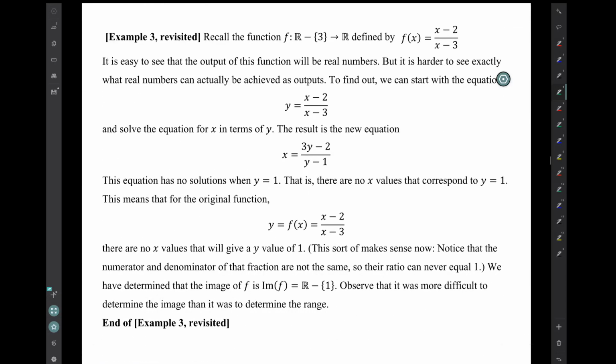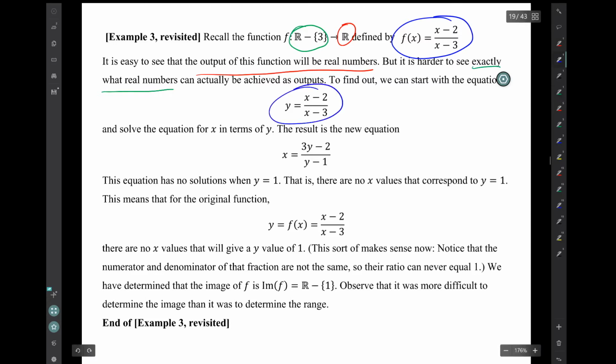So let's go back to example 3. In example 3, we had this function given by this formula with domain being the set of all real numbers except 3, and the range being the set of real numbers. So it's easy to see that the output of this function will always be real numbers. But it's harder to see exactly what real numbers can actually be achieved as output. Now to find that out, we can find it out. We start with the equation, y equals (x minus 2) over (x minus 3). We solve that equation for x in terms of y. After some steps, you get this result, this new equation that says x equals (3y minus 2) over (y minus 1).